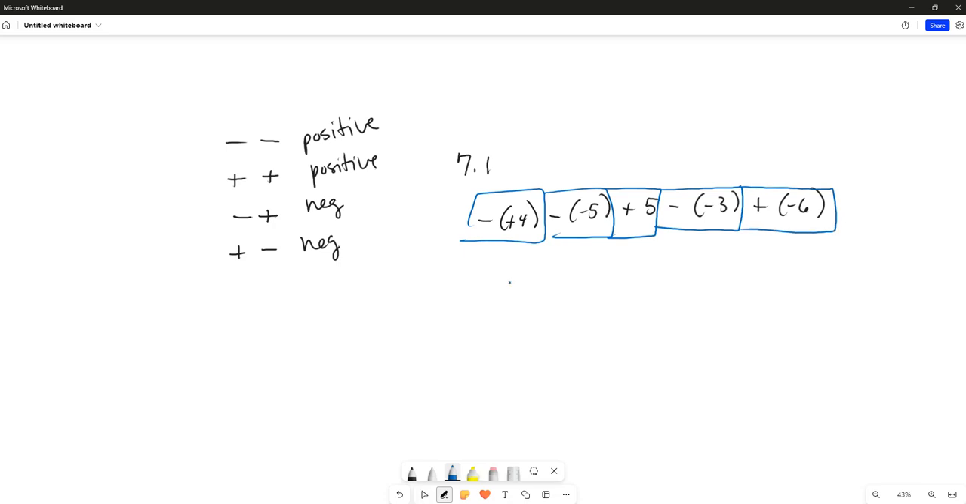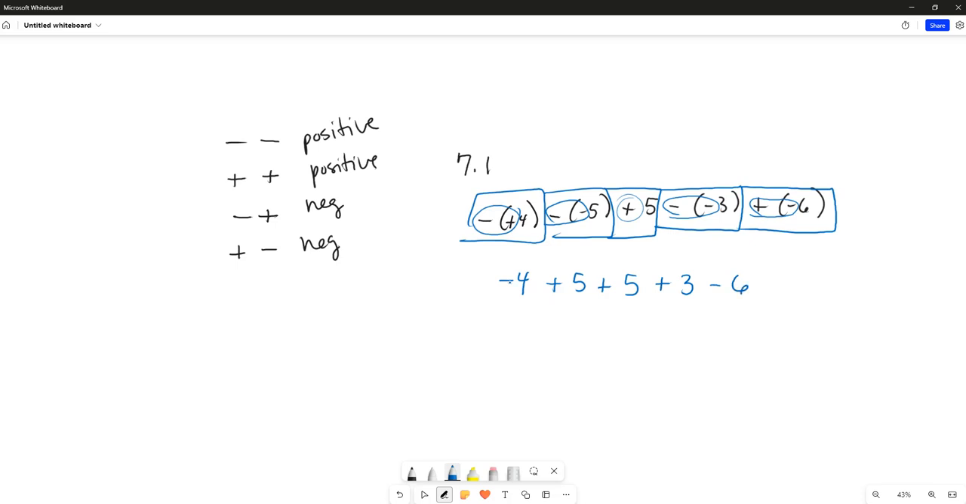Okay, now this is going to be negative. This has 2 negatives, so it's going to be positive. This has just 1 plus sign, so it's positive. 2 negatives, so that's going to be a positive 3. A positive and a negative, so that's going to be a negative 6.